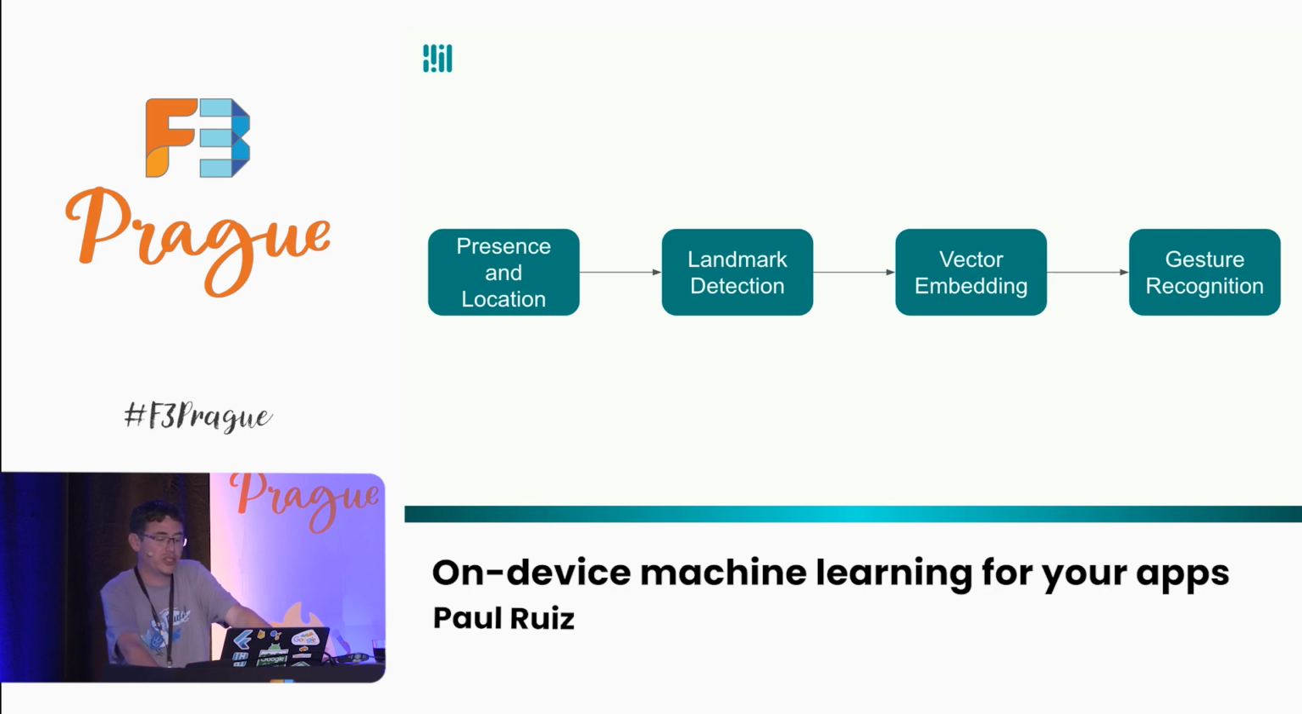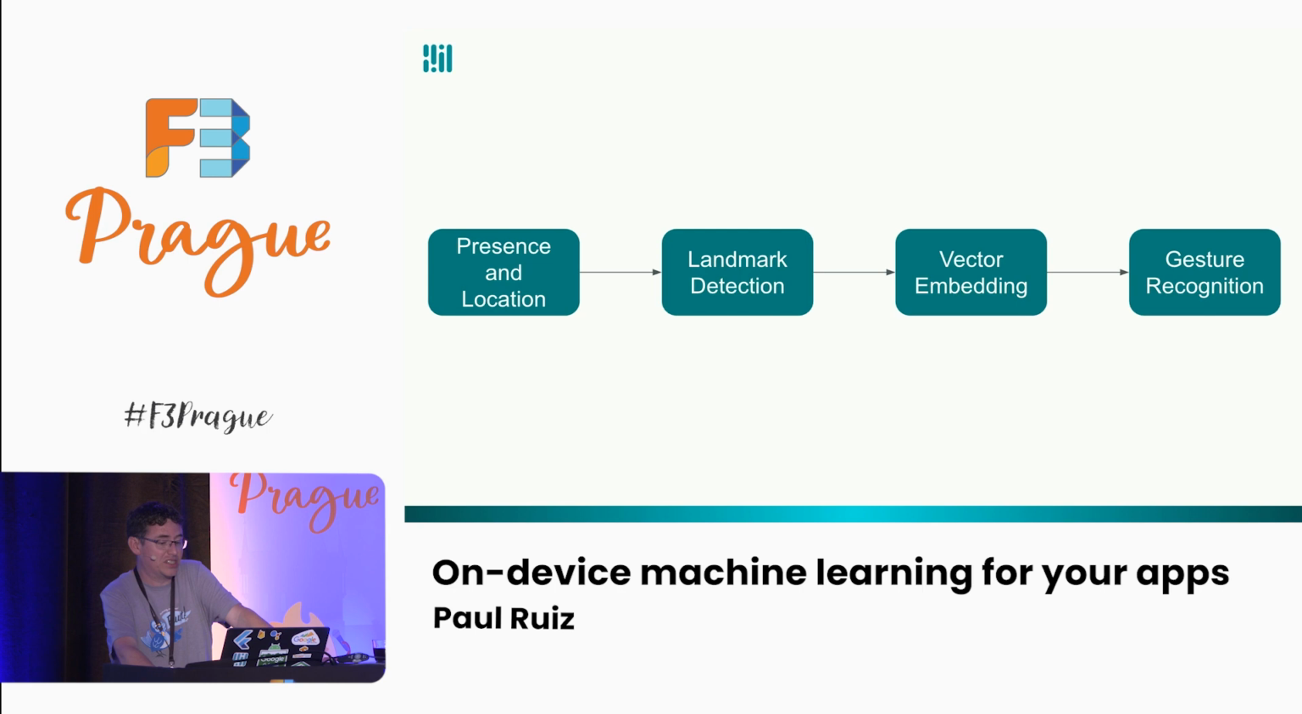So the first model is going to attempt to detect the presence and location of a hand before even moving on to the next phase. And again, if it can't find a hand at all within that image, it's not even going to bother running the next steps because it's just bound to fail. So it's a little bit of a way to optimize that.